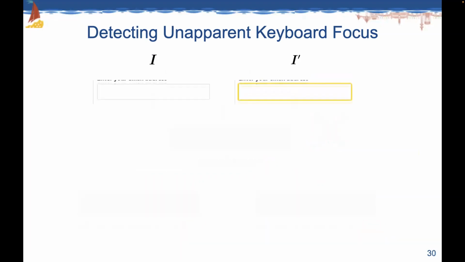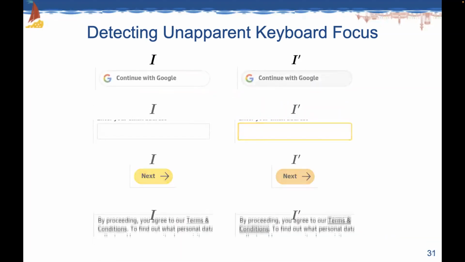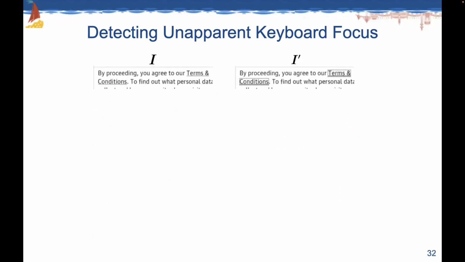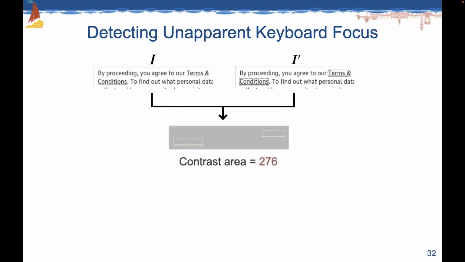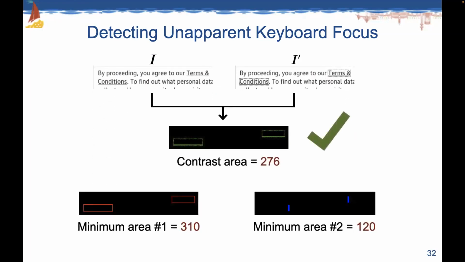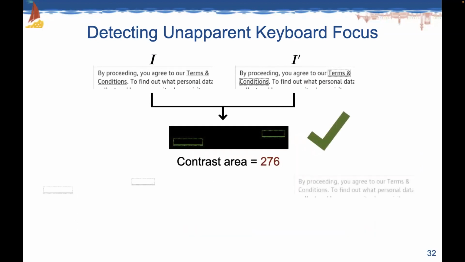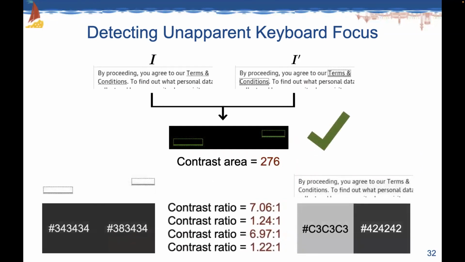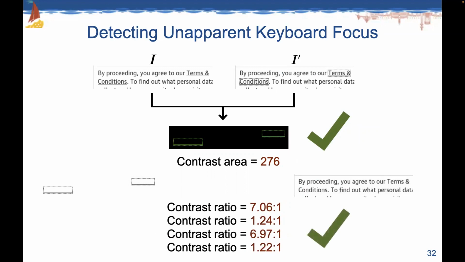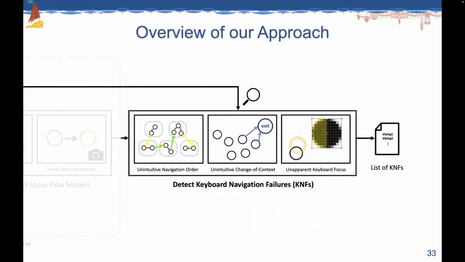In cases where the contrast area passes either threshold, then the approach performs additional analyses to determine if the color of the focus indicator and the color of the area around it passes a minimum contrast ratio of 3:1 as required by WCAG. This terms and conditions link example passes sufficient visible focus. After the detection, the output of our approach is a list of KNFs for the web page.